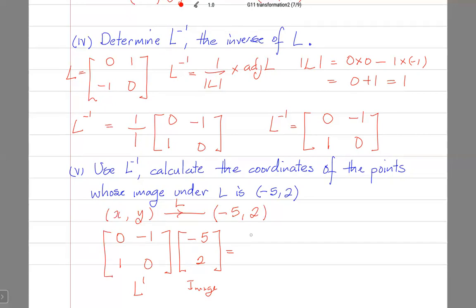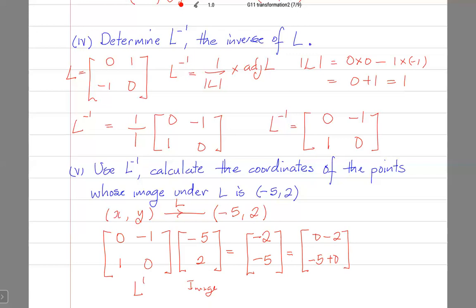So if I apply this, they're going to interchange. So 2 is going to come to the top, and the sign of the new x coordinate, which is 2, is going to change. And the y is going to go down to the bottom. If you didn't know that, you could simply work it out. 0 times minus 5 is 0. Minus 1 times 2 is minus 2. 1 times minus 5 is minus 5. 0 times 2 is 0.